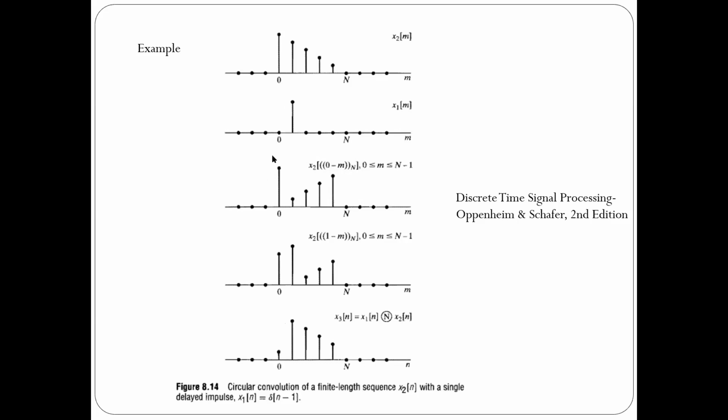Now, to find out the value of the circularly convolved sequence at value 1, you have to formulate x2 of (1 minus m) modulo N, which is again obtained by circularly shifting the sequence. So this is the mirror reflected sequence. Now you circularly shift the mirror reflected sequence. So this will come to the first sample, this will move. So these two are the samples.